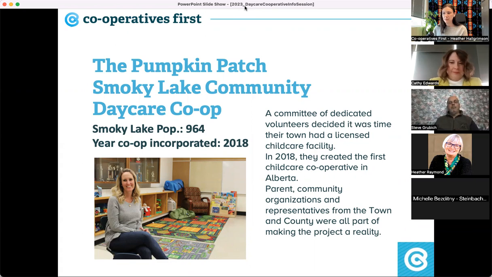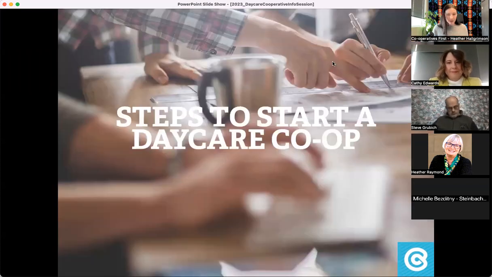So, again, it was multi-stakeholder. There were parents, community organizations, and representatives from the town and the county, all part of this. So I think that's another key thing that we've identified here: this collaborative approach has something really unique about it.